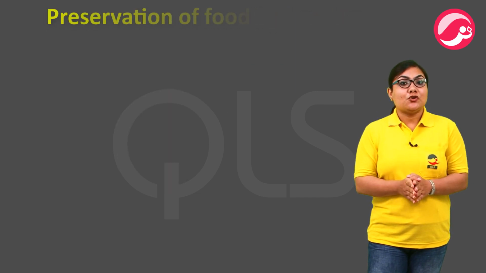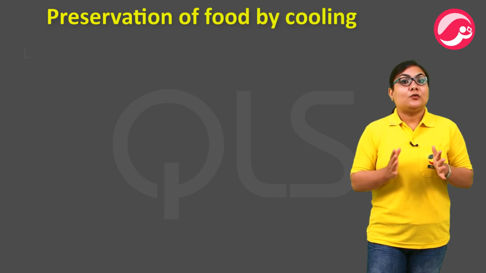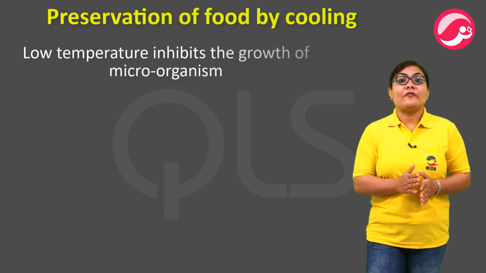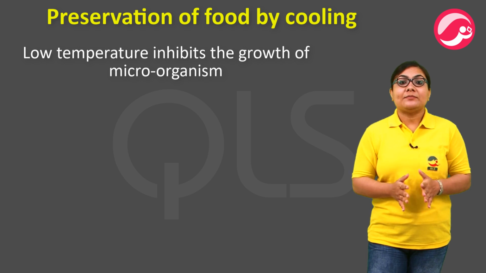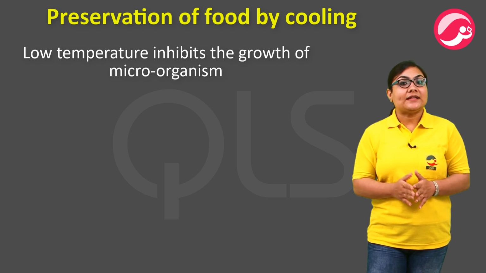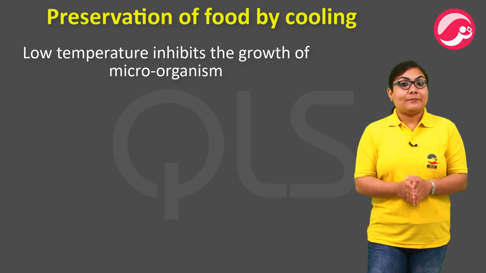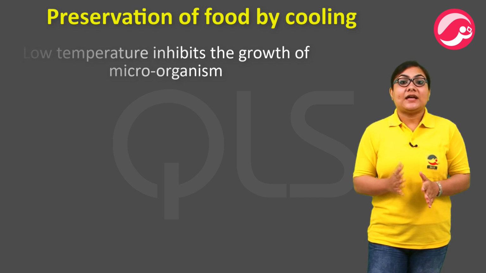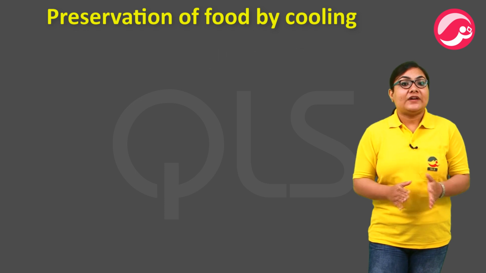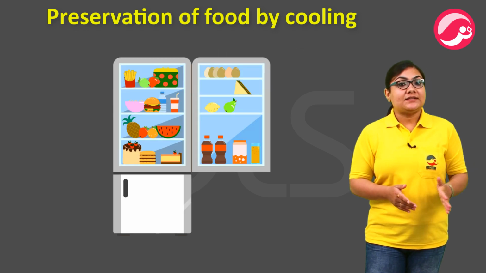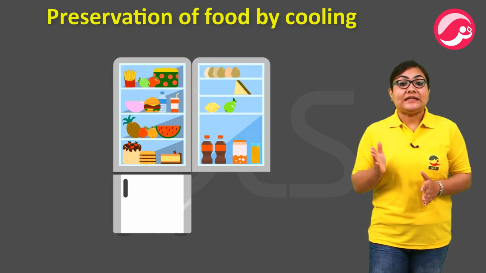Third is preservation of food by cooling. Now lower temperature inhibits the growth of microorganisms. Lower temperature cooling देते हैं तो microorganism की growth inhibit हो जाती है, रुक जाती है. The food spoiling bacteria do not grow and multiply in cold conditions. When food is kept in a cold place, the food does not get spoiled easily.